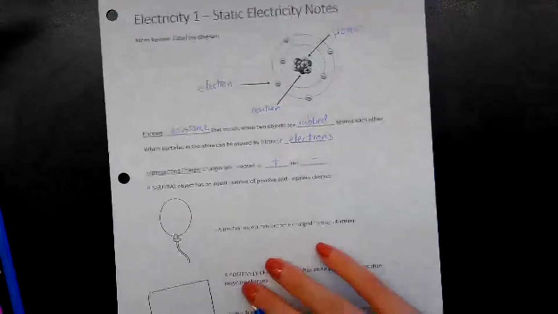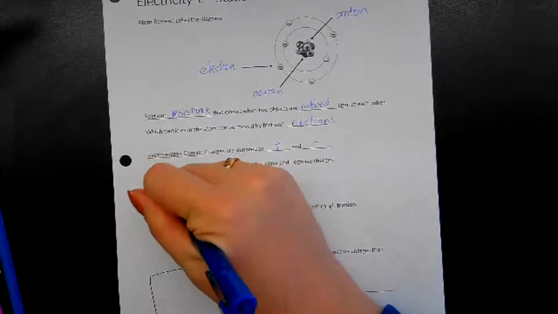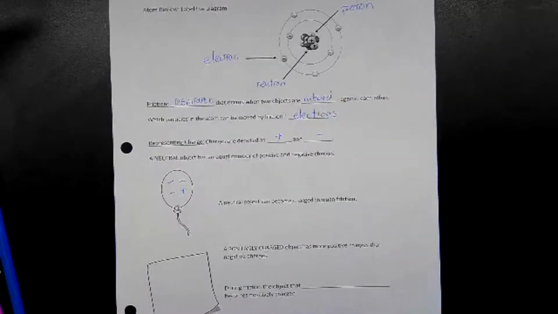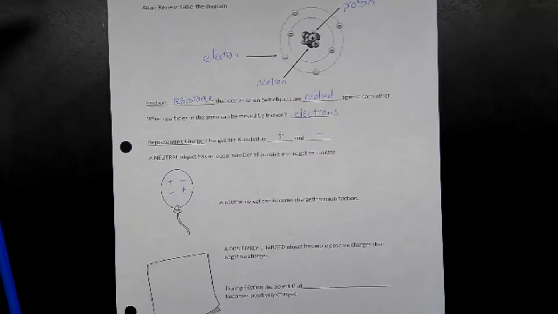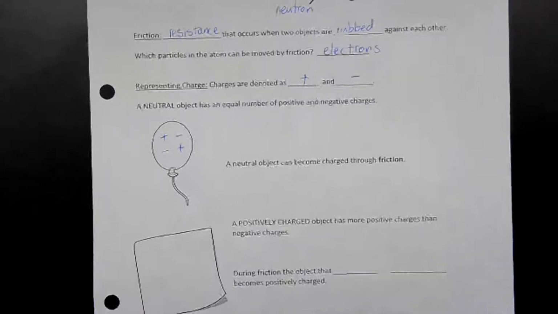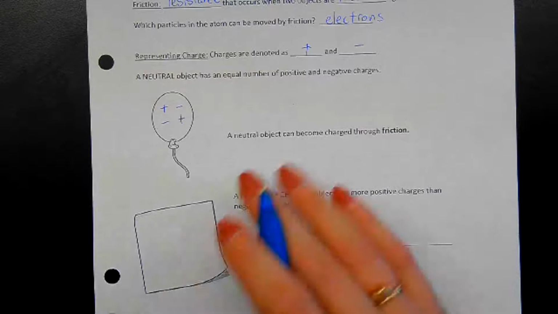For an object to be neutral, it has to have an equal number of positive and negative charges. So for example, if this balloon is a neutral object, we would show that by drawing an equal number of positives and negatives. I'm going to see if I can zoom in a little bit. Okay, so I've just got two of each there. And a neutral object can be charged through friction. So when you rub two objects together, they can become charged.